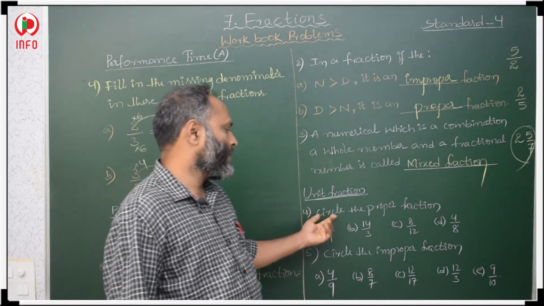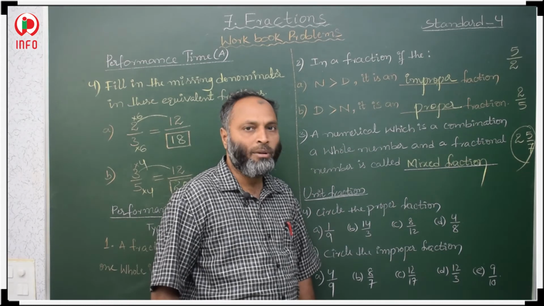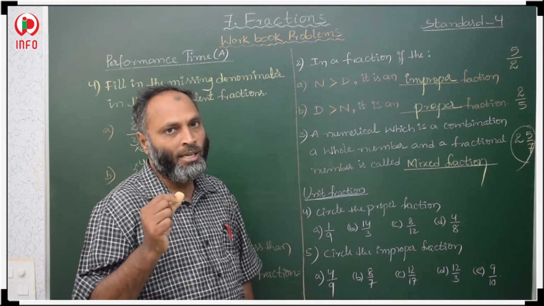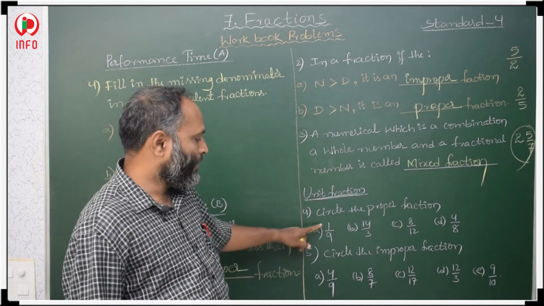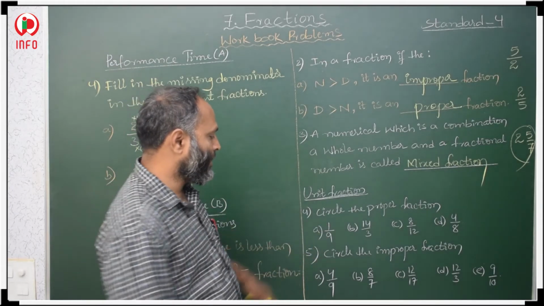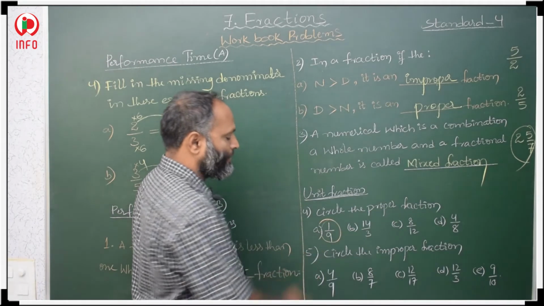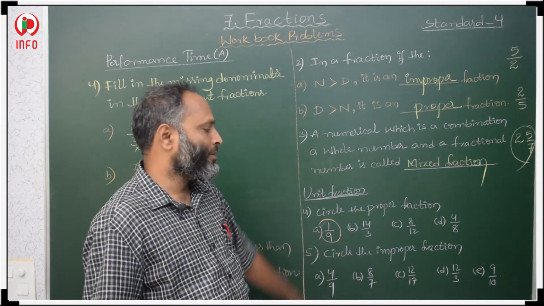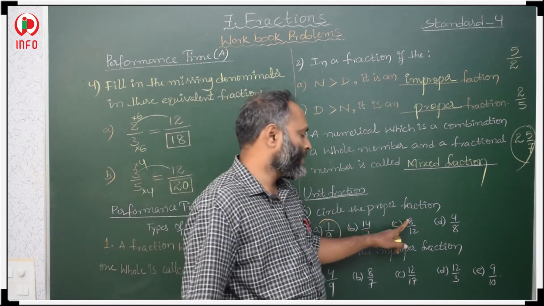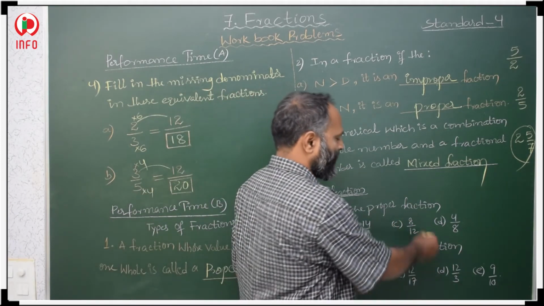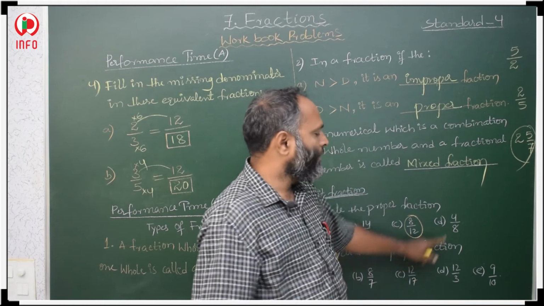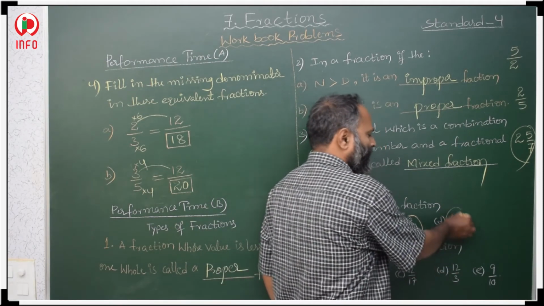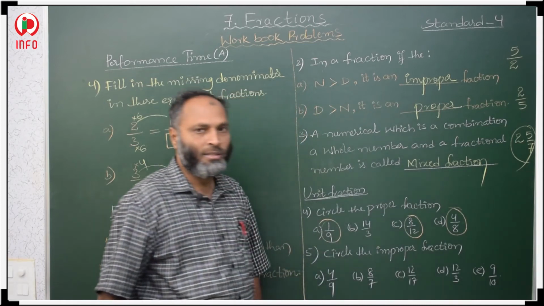Here, the first one: circle the proper fraction. Proper fraction means the numerator is less than the denominator. This is a proper fraction. Numerator is greater than the denominator, it is an improper fraction. Numerator is less than the denominator, so it is a proper fraction. These three are proper fractions.